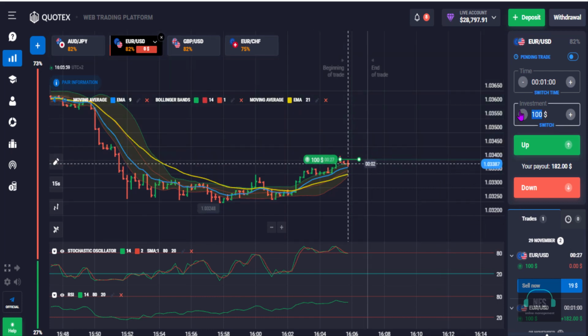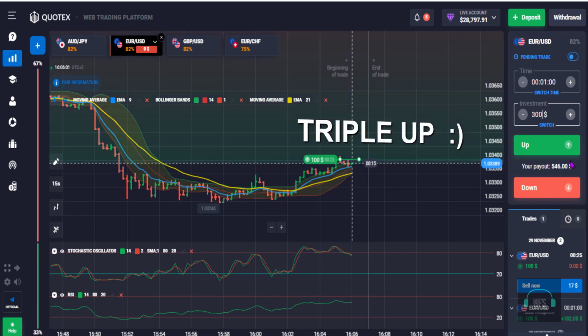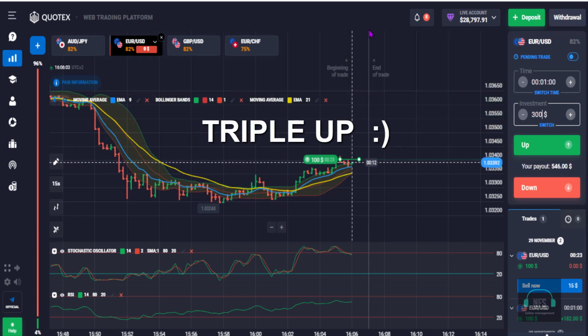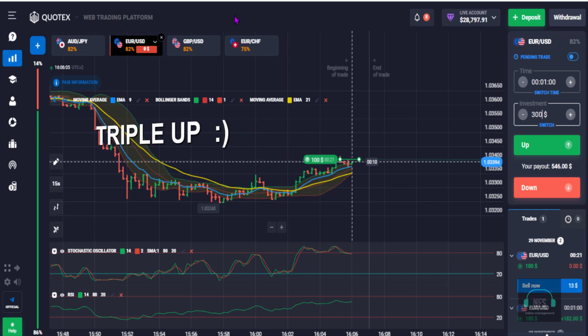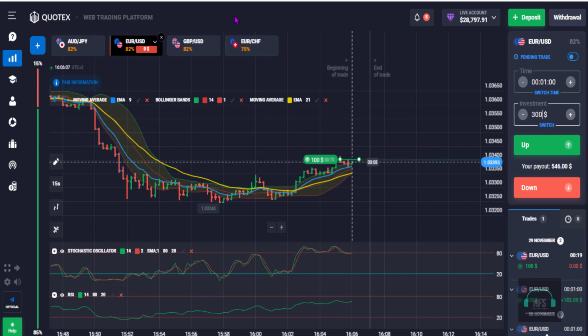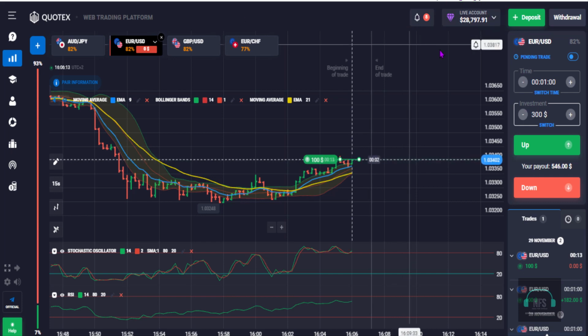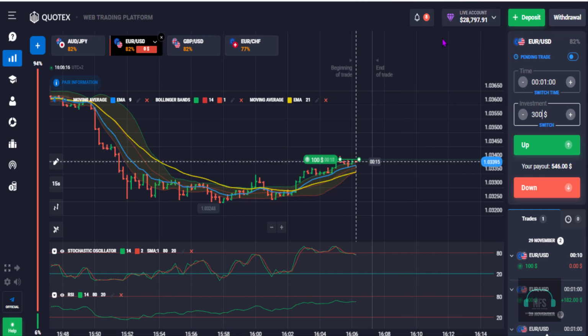If this trade will be out of the money, we will double up the investment to $300, and in this way we will recover the losing trade and we will make also a profit. Let's see if it will be the case here. Of course, if you have a small account, as you can see here in my live account, I have 28,797 dollars, so I can trade.